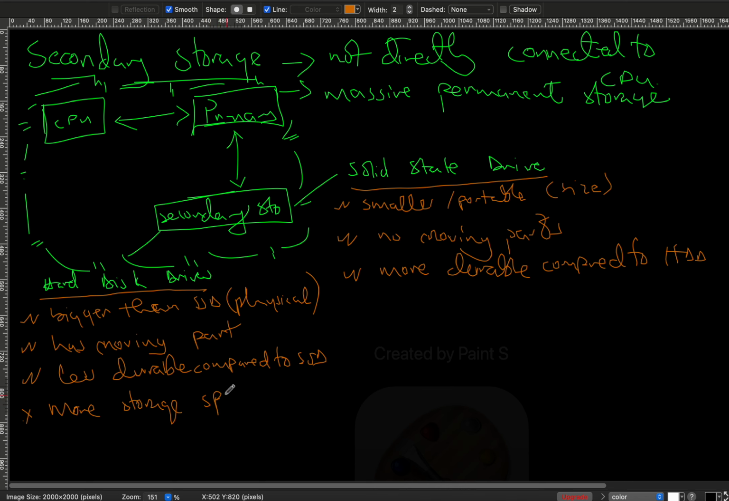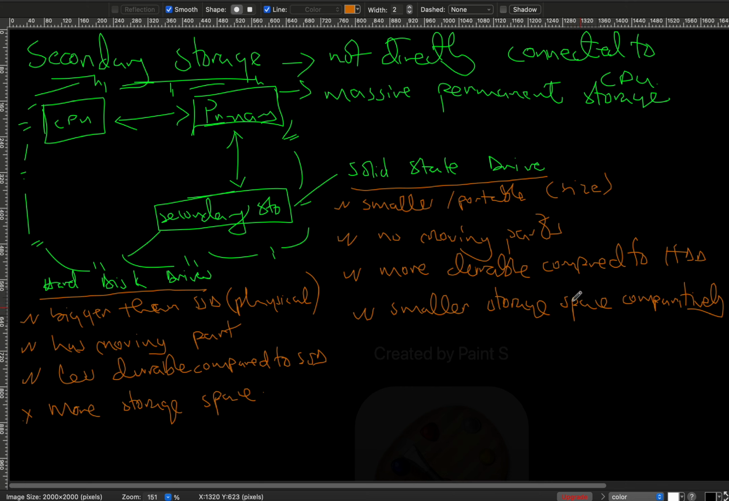More storage space as compared to these guys now. This one now, their storage space is lesser as compared to the one of HDD. To HDD, I mean to say. You get the point? Storage space. Okay, they have smaller storage space comparatively.